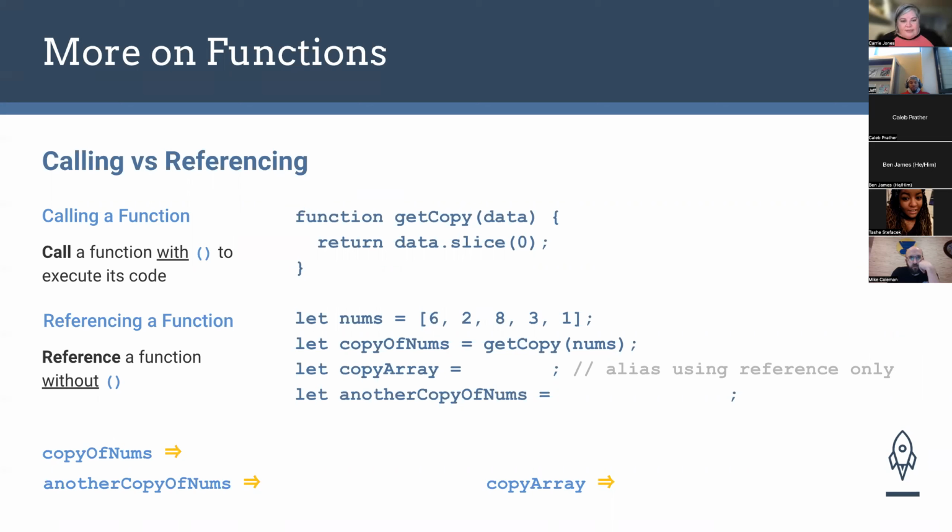So let's say we've got this array nums, 6 2 8 3 1, and we want to make a copy of nums. So we call our function getCopy, pass in this array nums, and it should give us a copy, right? Let's say that we actually want to now have an alias for our function. We want to call our function something else instead of getCopy. I can just say let copyArray and set that equal to what?